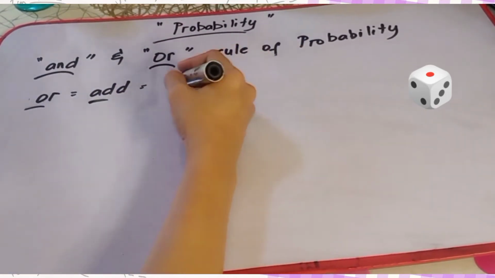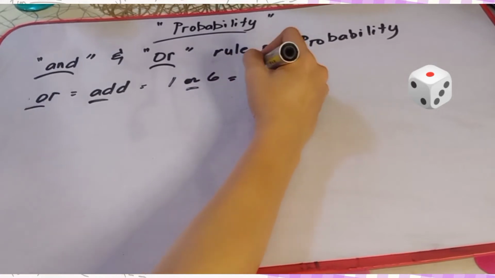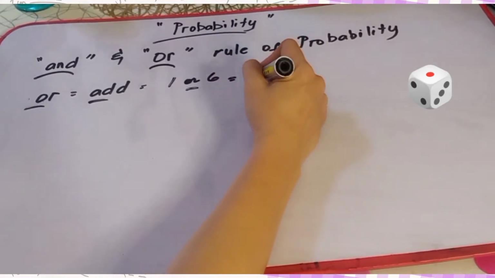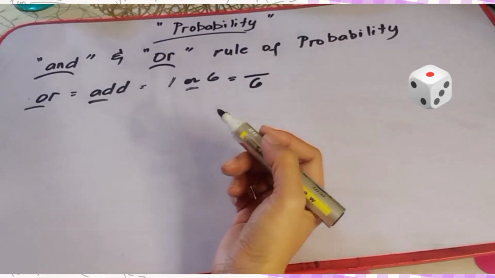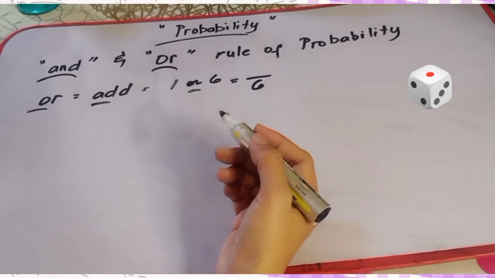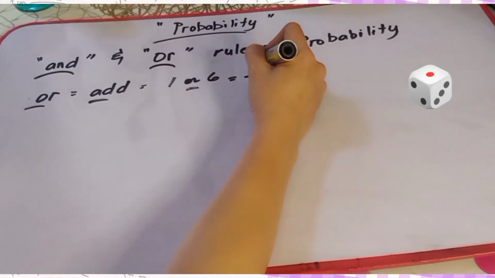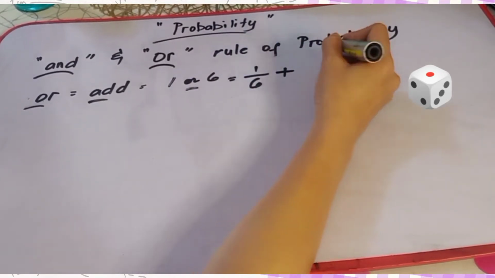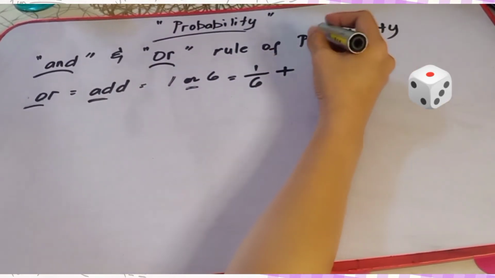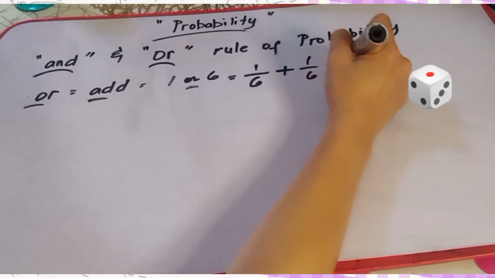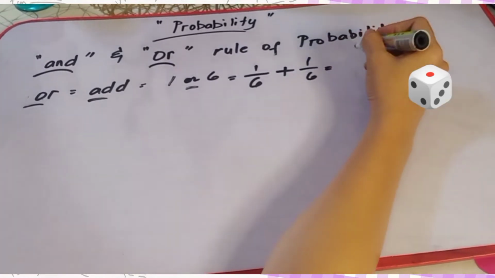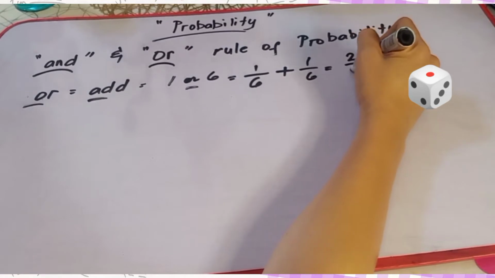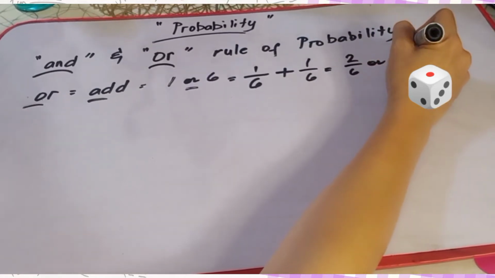So, for example, 1 or 6 in a single die. So, in a single die, we have 6 sample space dahil 6 faces siya. So, getting a probability of 1, so that is 1 over 6, plus getting the probability of 6, that is also 1 over 6. So, therefore, our answer is 2 over 6 or 1/3.